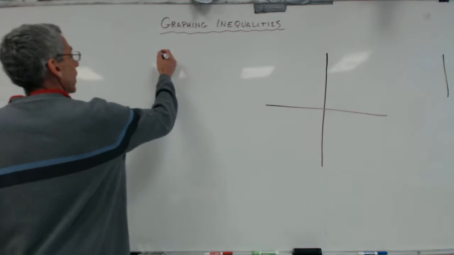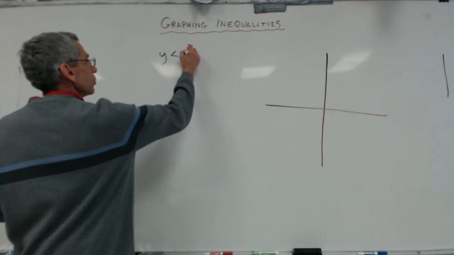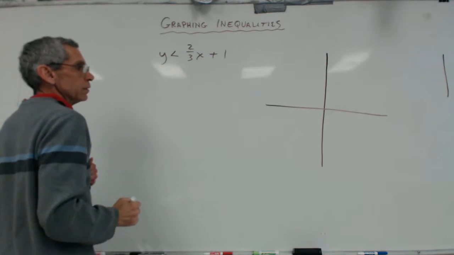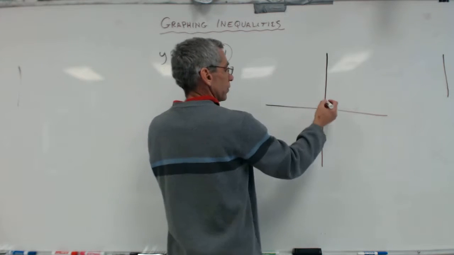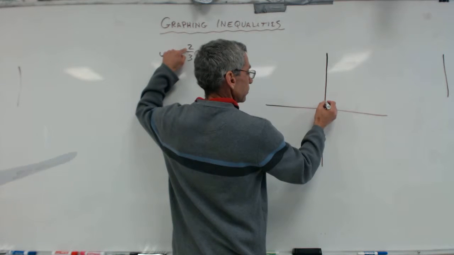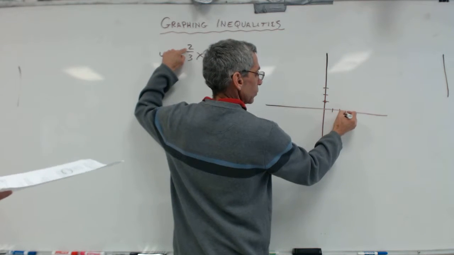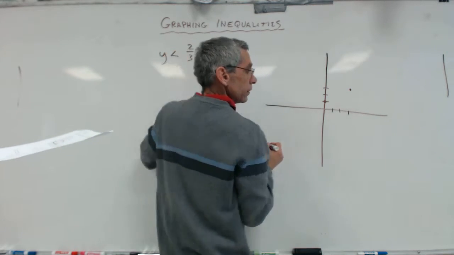You already know how to graph y is less than 2/3 x plus 1, right? So I go up 1, I do my y-intercept, which is up 1, put a dot, and then I rise 2, 1, 2, and run 3, 1, 2, 3, and so I put my dot here, right?